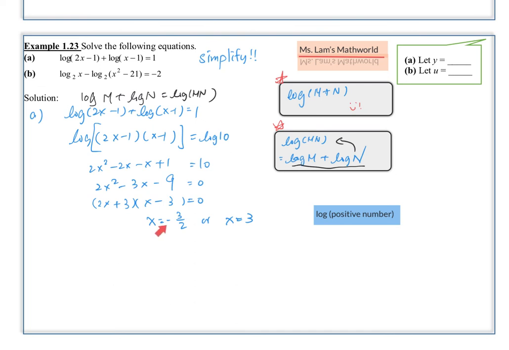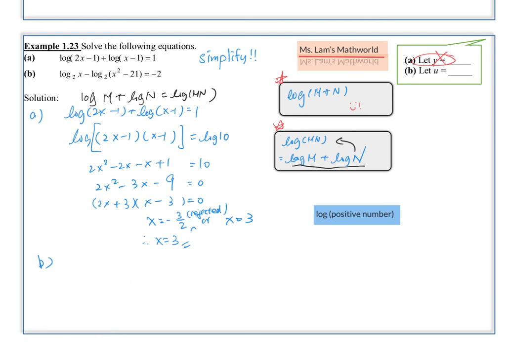So for x is equal to negative 3 over 2, if you put it here, it is surely negative inside the bracket, so we have to reject. And then 3 put it inside is okay. Positive 5 okay, positive 2 okay, so we keep this one. So that means x is equal to 3. Right, so we have to check the answer each time. So this time we have no need to let unknown for the first question, because after we simplify, we already get a quadratic equation in x.